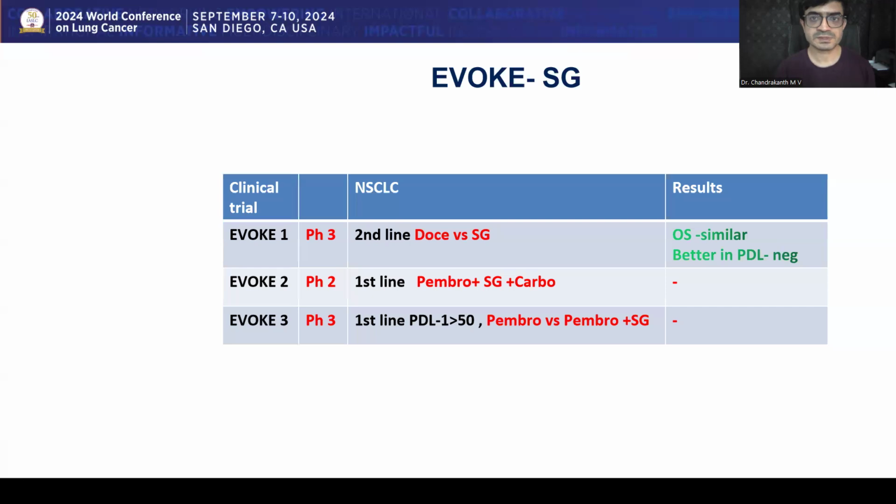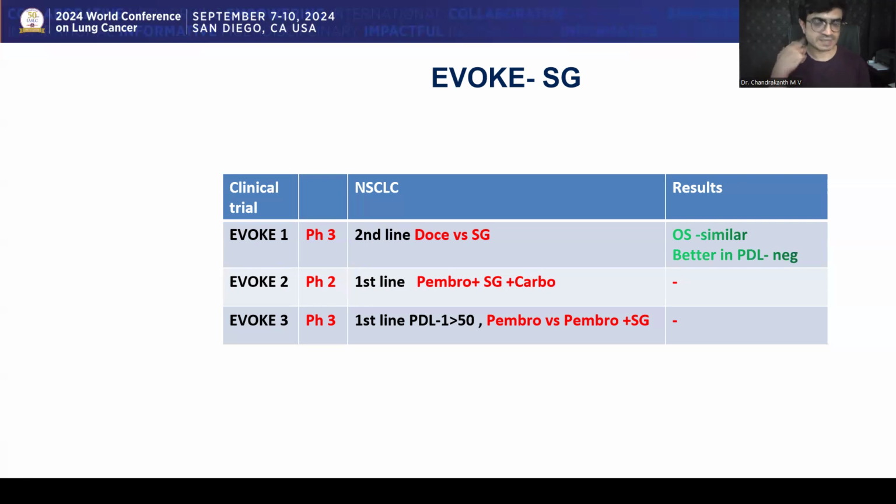Right. So you have Evoke 1, 2, and 3. Evoke 1 is a phase 3 randomized trial of second-line treatment of non-small cell lung cancer, docetaxel versus Sacituzumab Govitecan. The overall survival was similar, and it was not significant. Therefore, it is a negative trial. However, in the PD-L1 negative subgroup, Sacituzumab Govitecan did a little better, right? Then coming on to the Evoke 2 study, which I'm going to discuss.